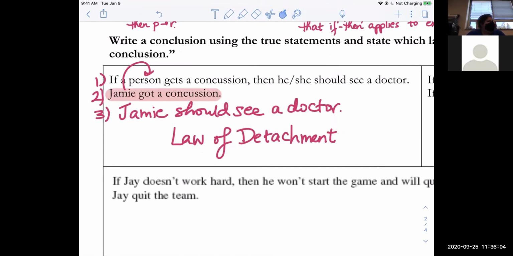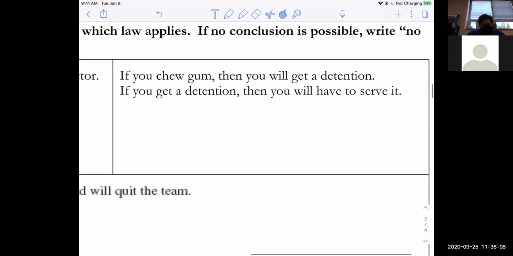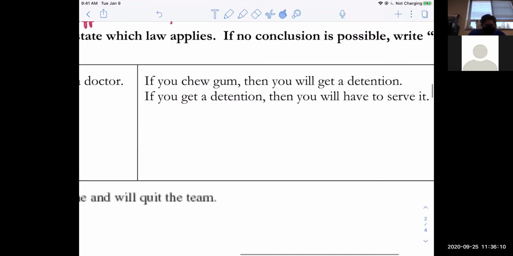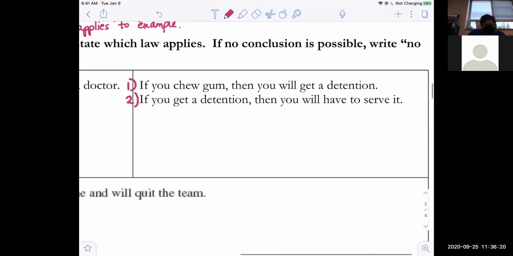Okay, let's look at the one over here. If you chew gum, then you will get a detention. If you get a detention, then you will have to serve it. So this is sentence 1. If you chew gum, you'll get a detention. Sentence 2. If you get a detention, you'll have to serve it, meaning the detention. What's the conclusion and which law is it?